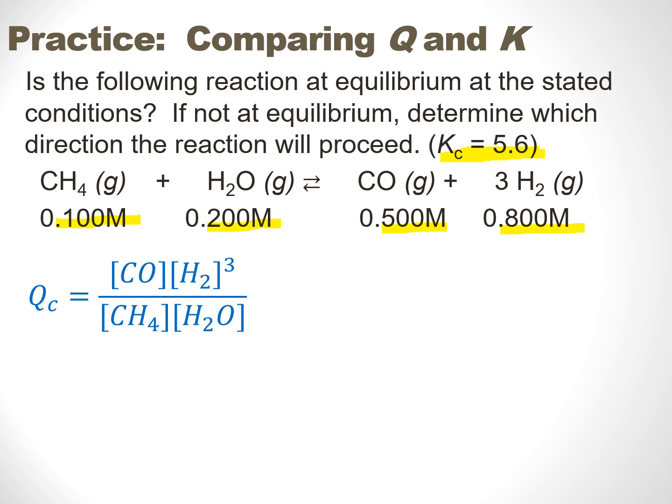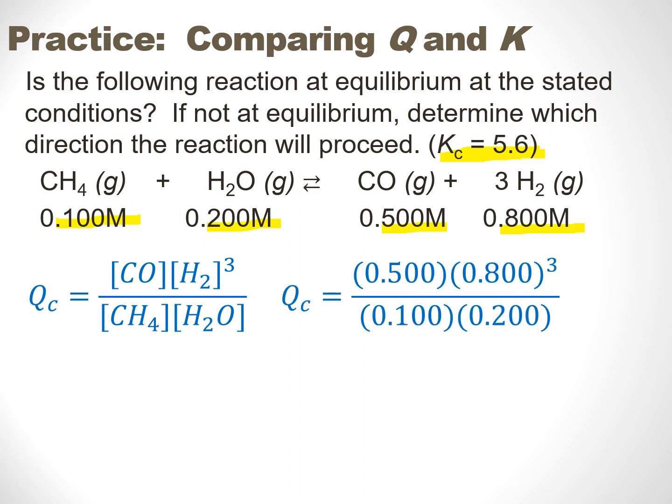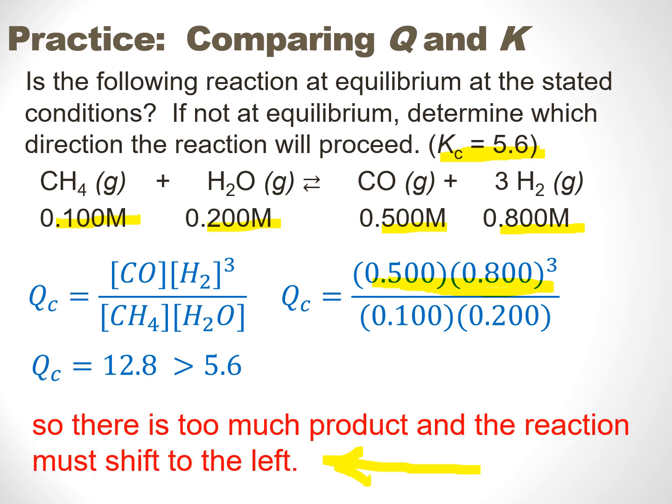The only coefficient is the one in front of hydrogen, so the concentration of the hydrogen needs to be elevated to the third power. So all we do is plug the numbers. The 0.8 needs to be at the third power. We get a value of 12.8 that is larger than 5.6. So that means that the value being too big, we need to reduce the top and increase the bottom. And this can be done if the reaction proceeds in this direction. So basically there is too much product, and the reaction must shift to the left in order to reach equilibrium.